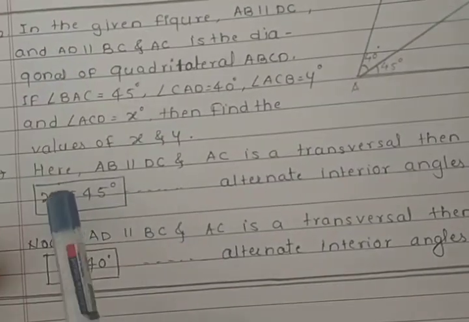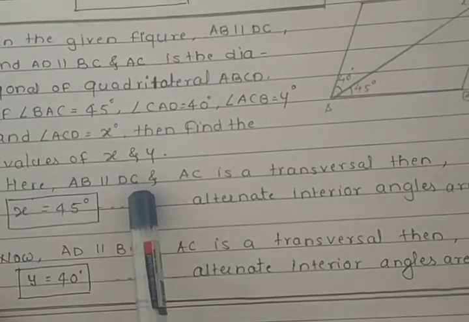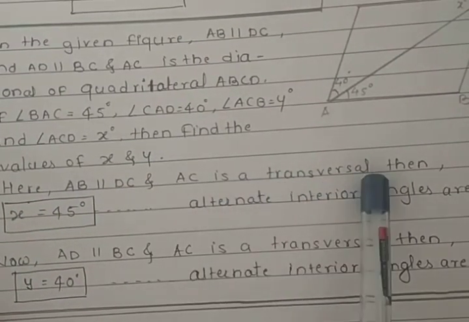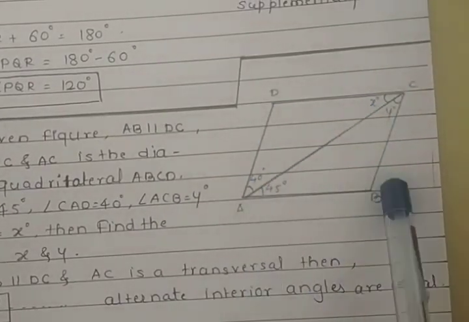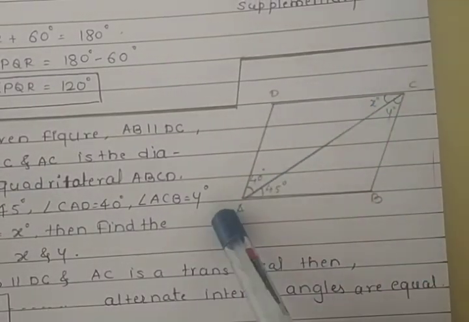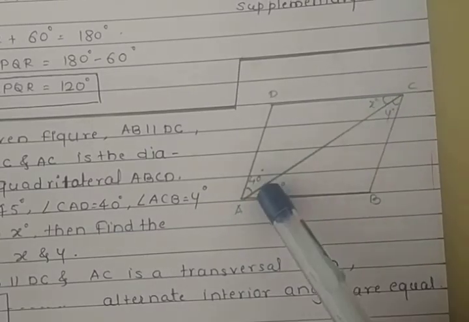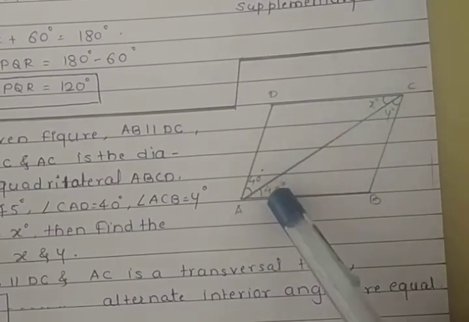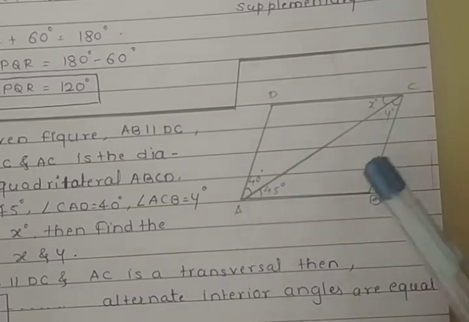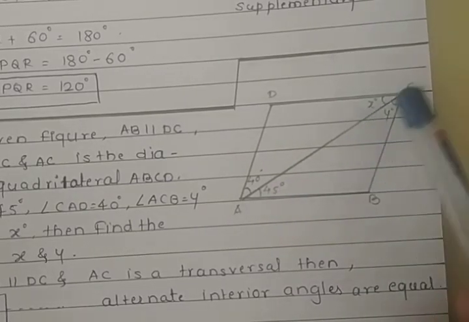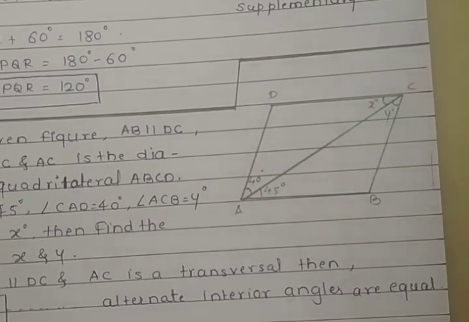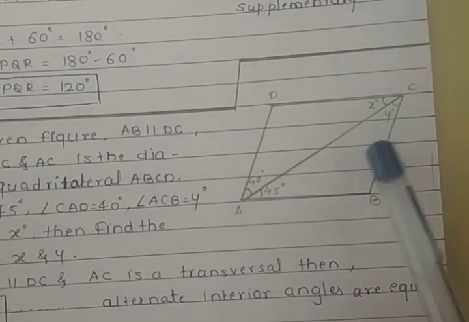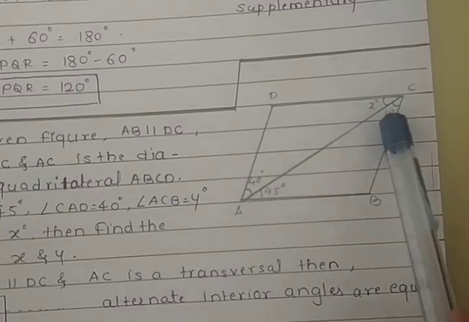Let's see. Here AB parallel DC and AC is a transversal, right? Check your diagram neatly. Then what is the relation between X and this 45? These are alternate interior angles, right? And we know the properties of parallel lines, so alternate interior angles are equal. So X is equal to 45 degrees, right? And the same thing for this Y and 40 also, right?